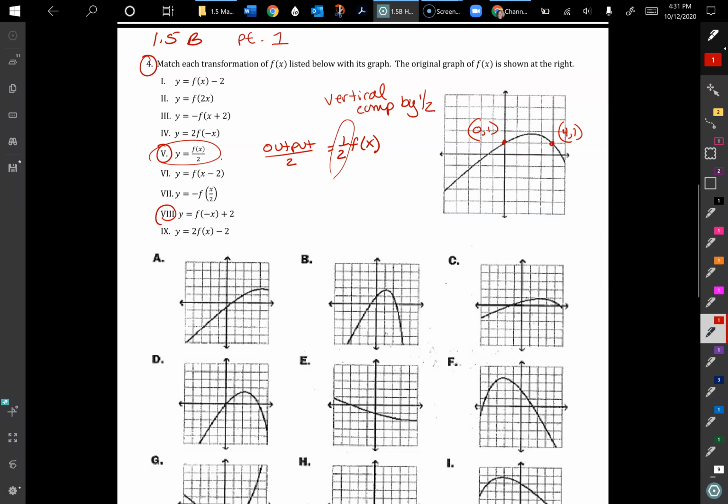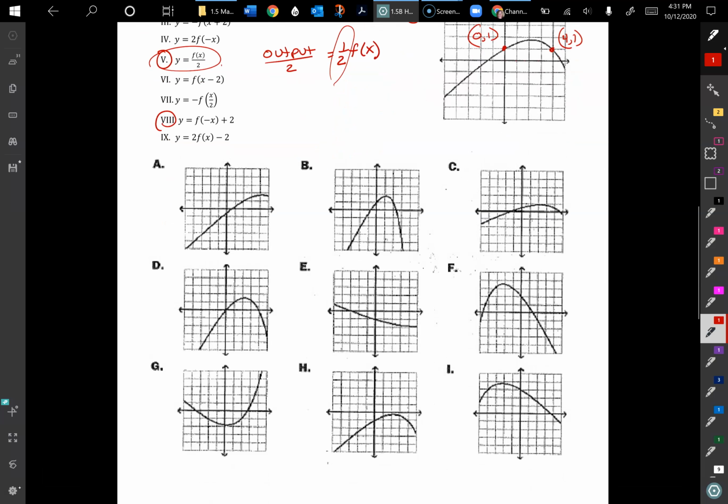So I know it's going to kind of squish down vertically. So even just without doing anything, I'm going to say it's probably this one, because that one doesn't have any flip. It's the same general shape, except it's kind of squished in height, right? So that's the only one it really could be, I think, at all. But let's double check that and make sure. So my y's would have to be cut in half and my x's would stay the same. So I should have a 0, 1/2.